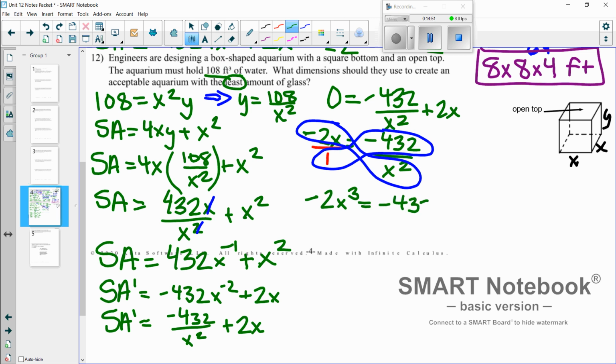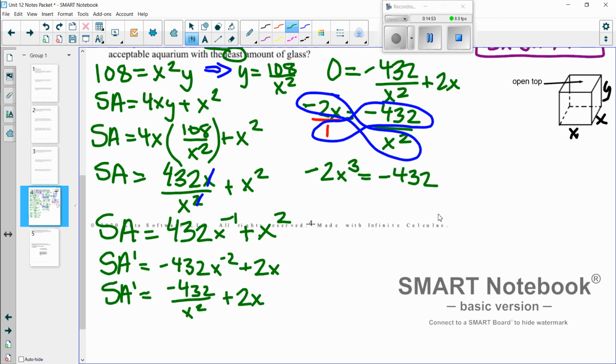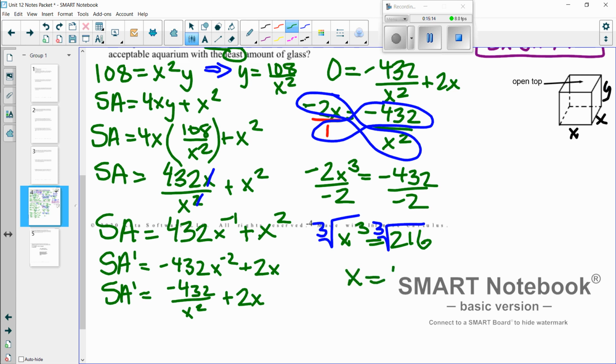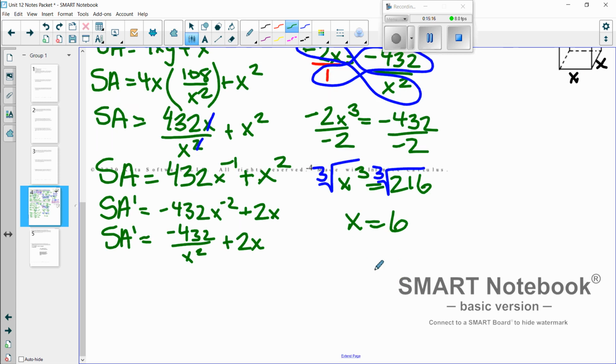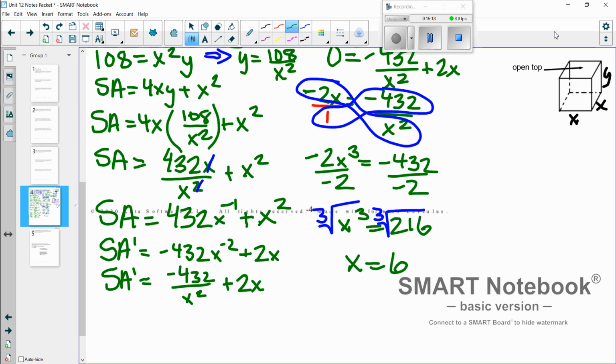Okay, couple more steps to go, right? We need to divide by -2 here, divide by -2. We're getting x cubed equals 216. Now, if you don't know your cube roots here, do it on the calculator. We're going to take the cube root of both sides, cube root, and x is going to be, ding, ding, ding, 6. So there's the length or width, well, length and width of our aquarium.